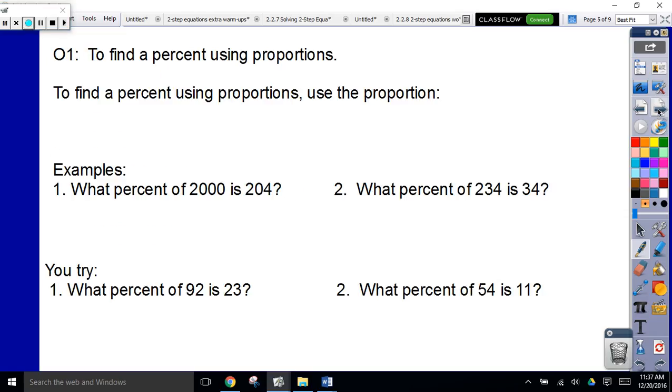Okay, so when we find a percent using proportions, we're always going to use this proportion. We put the percent over 100 because percent means how many out of 100, as we learned yesterday. So if we have 19%, we have 19 over 100. And we make that equal to, in our problem, the part over the whole.